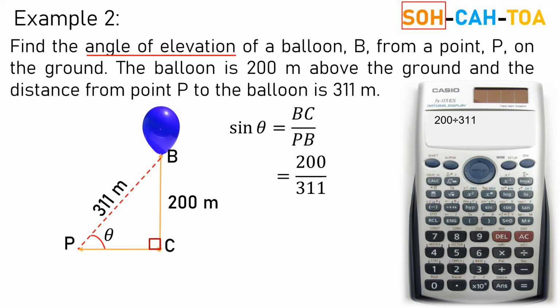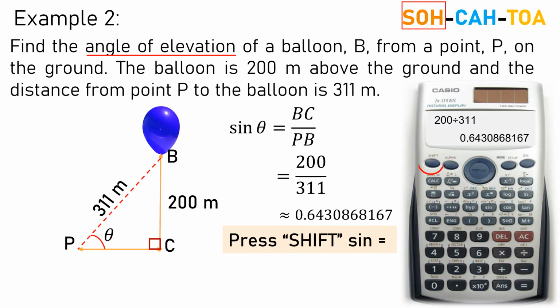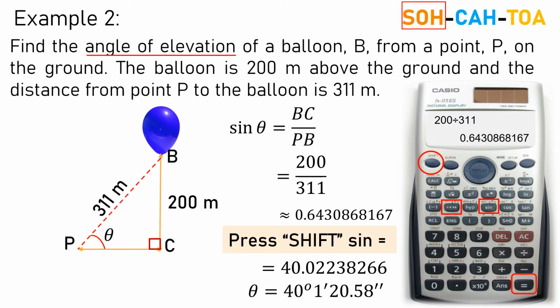In your calculator, 200 divided by 311 is approximately equal to 0.643 and so on and so forth. Press shift sin equal, and then we will be getting 40.022 and so on and so forth. Press this one, we get 40 degrees, 1 minute, 20.58 seconds. Rounding up, we get the measure of the angle is equal to 40 degrees, 1 minute.